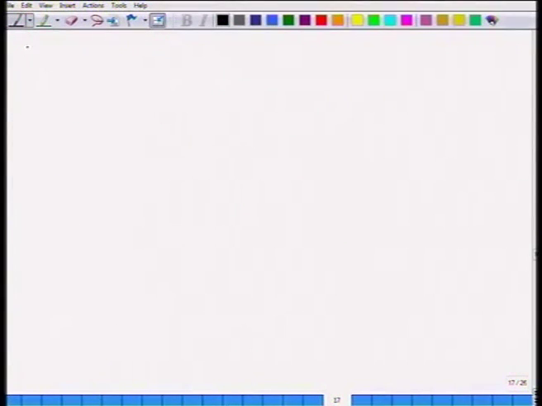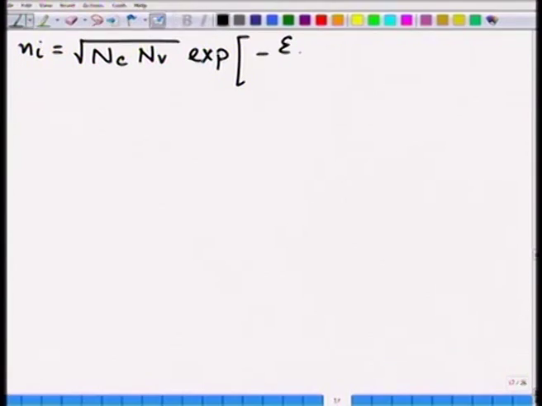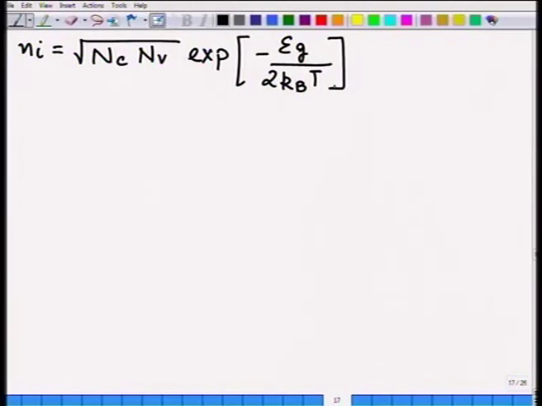Now, let us calculate Ni. What is the value of Ni? The Ni value is the square root of Nc times Nv, times e to the power minus Eg by 2kBT. All right. So you know the band gaps. You have been given the band gaps for different materials. You know what Nc and Nv are. This is also given to you.